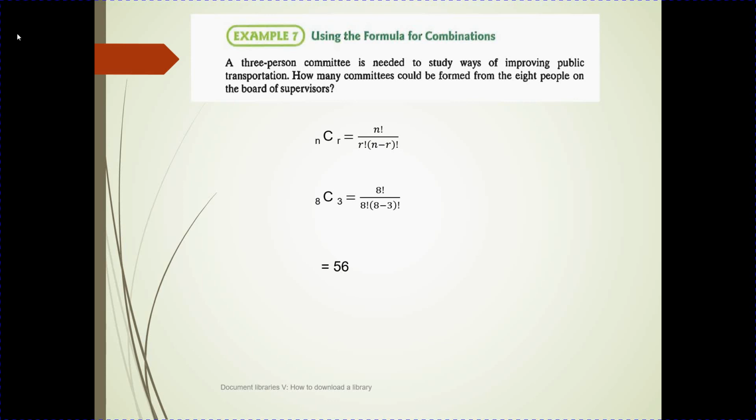So you are going to choose 3 people out of 8. Therefore, you are going to use the formula 8C3, which is 8 factorial over 3 factorial times 8 minus 3 factorial. So it will be 56. This will be the last example.